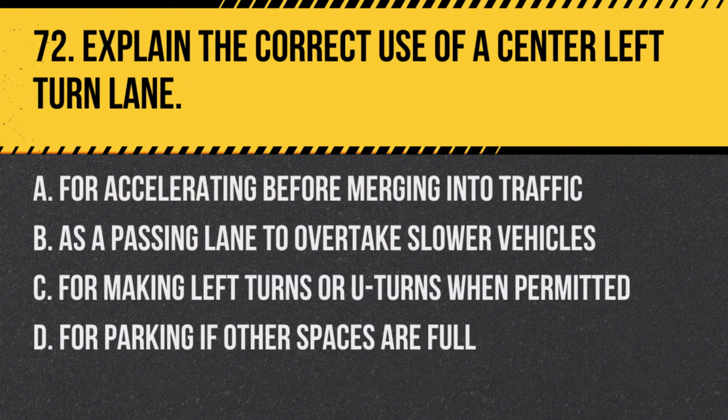Question 72. Explain the correct use of a center left turn lane. A. For accelerating before merging into traffic. B. As a passing lane to overtake slower vehicles. C. For making left turns or U-turns when permitted. D. For parking if other spaces are full. Answer: C. For making left turns or U-turns when permitted. This lane is designed to facilitate safer left turn maneuvers.